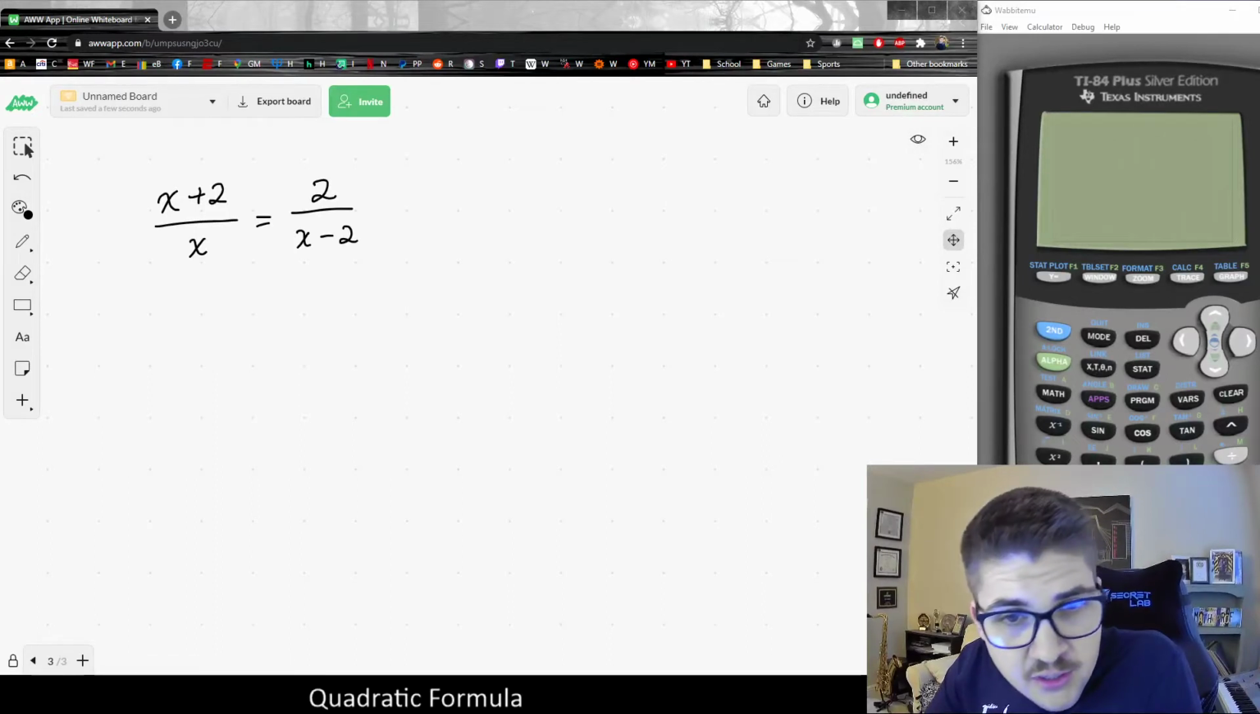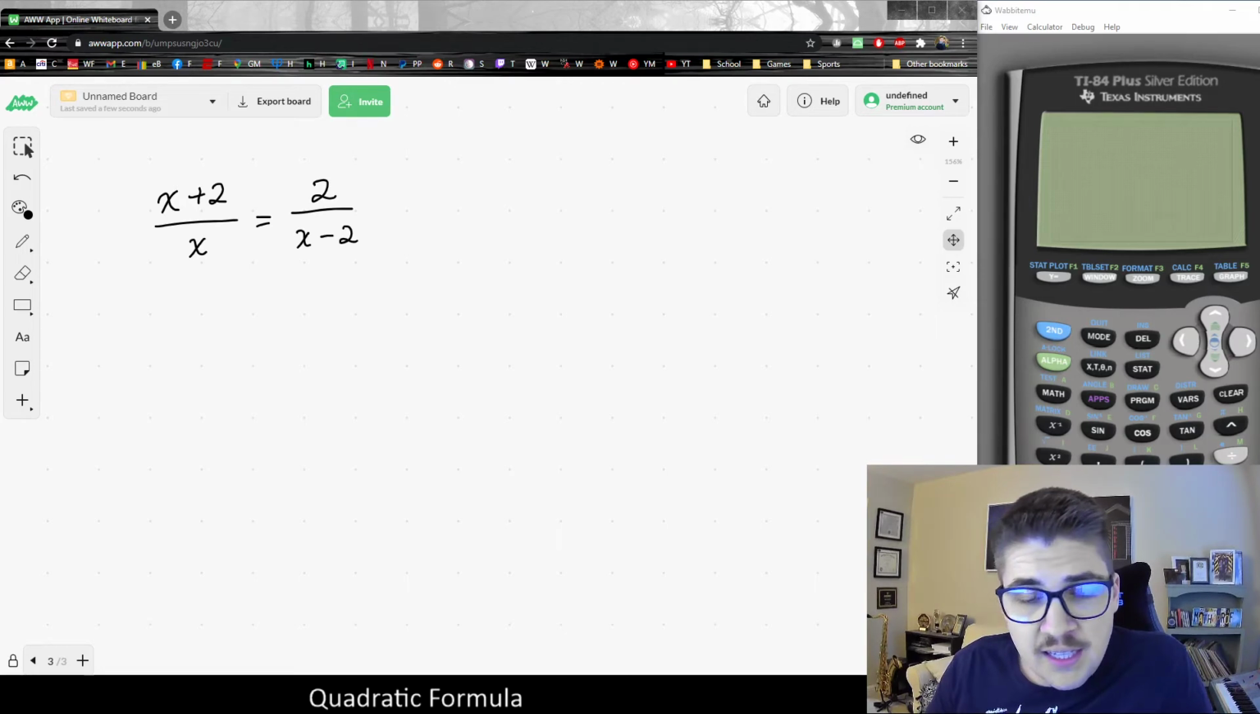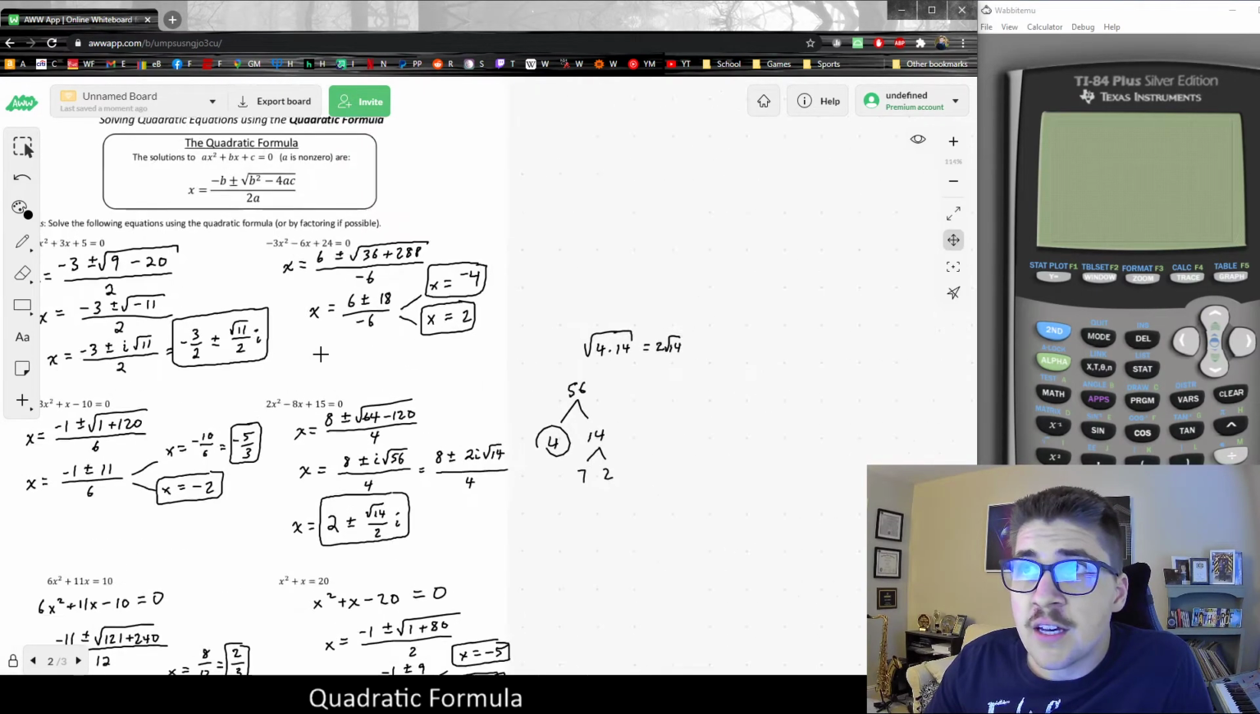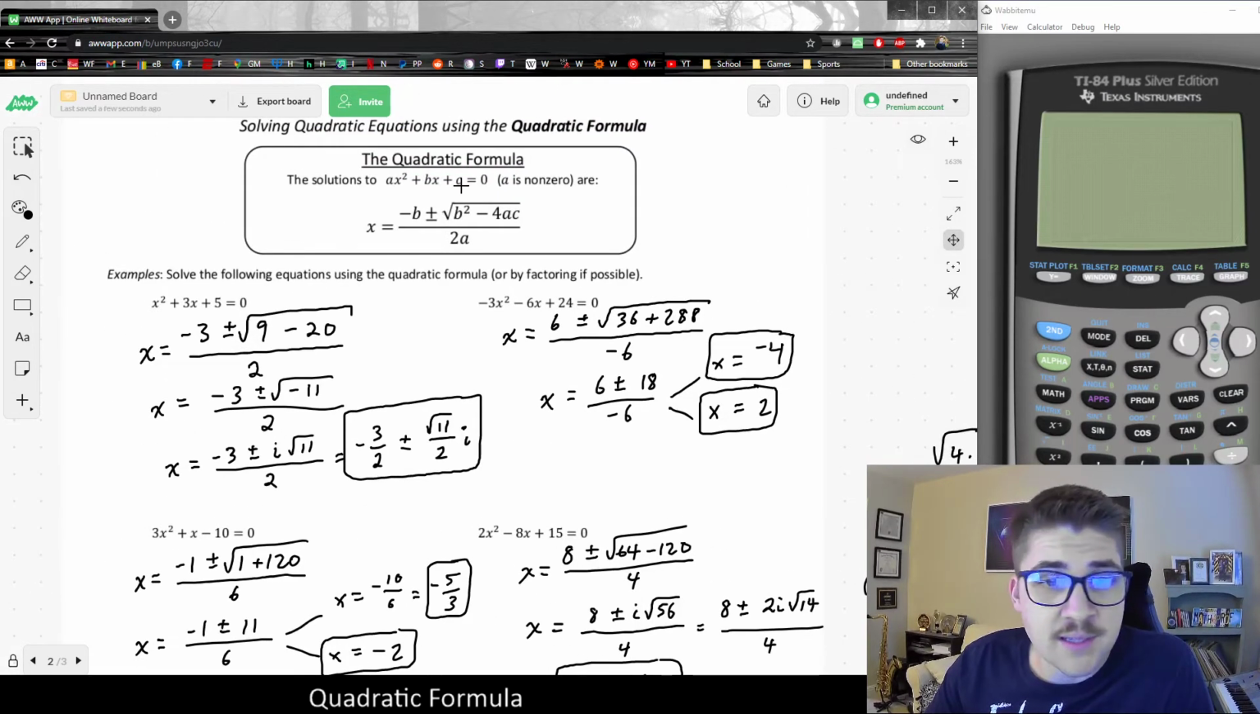In this section, I wanted to do a couple examples of how to solve an equation using the quadratic formula, even though it's not in quadratic form to begin with. Like in the last couple videos, I did a lot of examples of solving quadratics that are in the basic form ax squared plus bx plus c is equal to 0. But sometimes we'll face equations that don't exactly look like that, where the quadratic formula is still applicable.